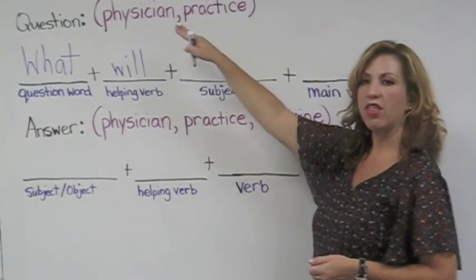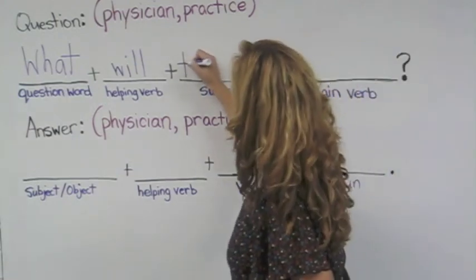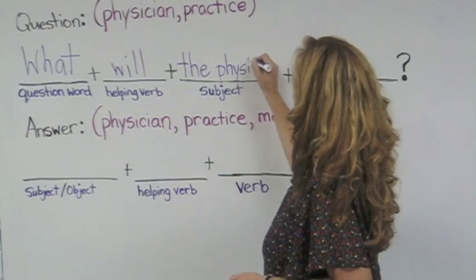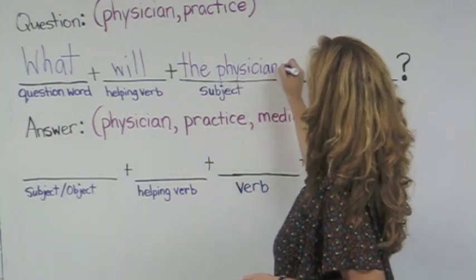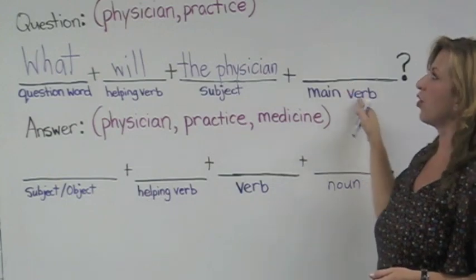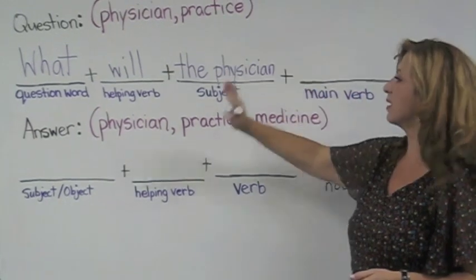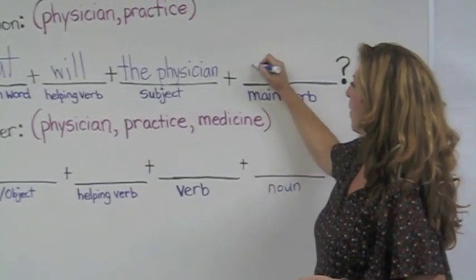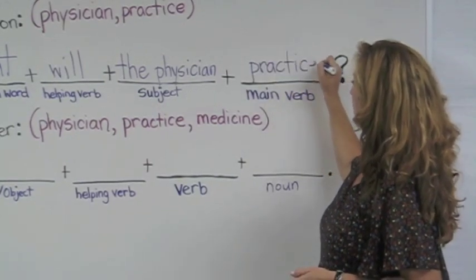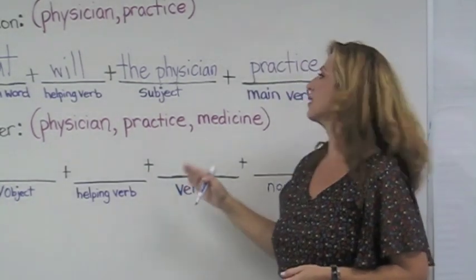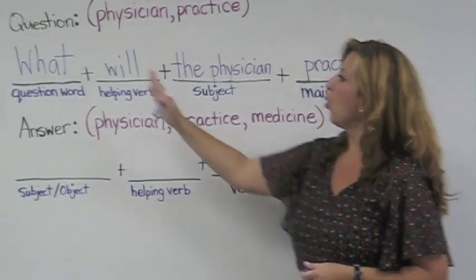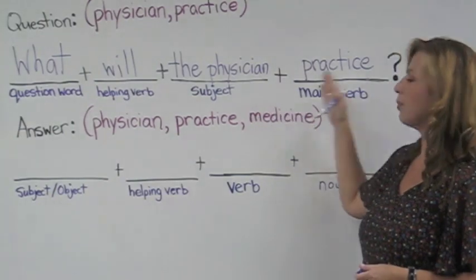Our subject, the physician, what will the physician, our main verb is to practice. What will the physician practice? Now, remember, when you are writing in the future tense, the verb stays in the present. What will the physician practice?